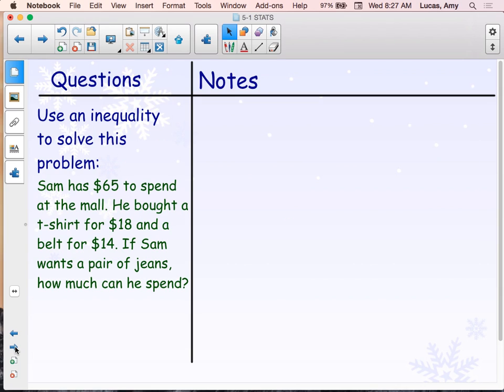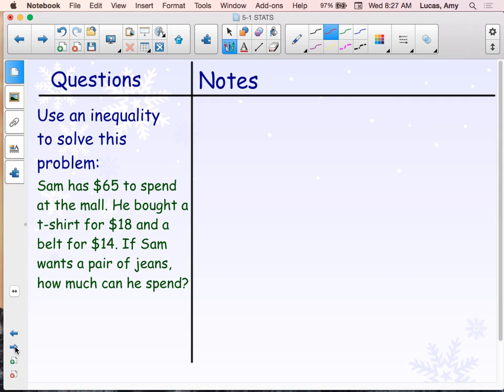All right. Now use an inequality to solve this problem. An inequality. So that means we have to have an inequality symbol. Sam has $65 to spend at the mall. He bought a t-shirt for $18 and a belt for $14. If Sam wants a pair of jeans, how much can he spend?